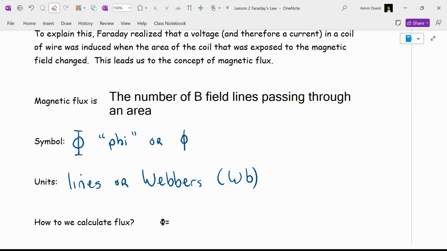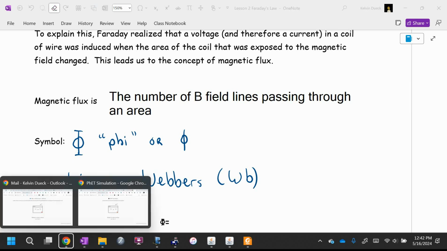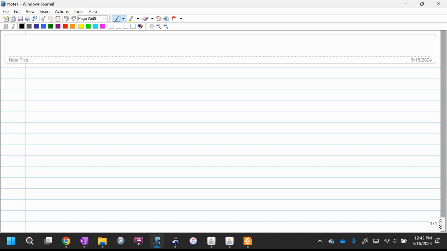I apologize for those of you at YouTube. This won't make sense to you. But those of you in my class, the way I imagine flux is I think about the size of a shadow on the wall. So here's my round shadow. The size of that shadow is the amount of light lines. Let's pretend instead of light, it's magnetic field lines passing through this area. So more flux or less flux than before? Obvious. Less, smaller area, smaller shadow. More flux or less flux? More.